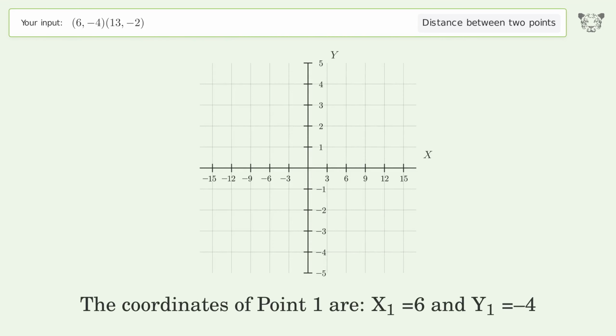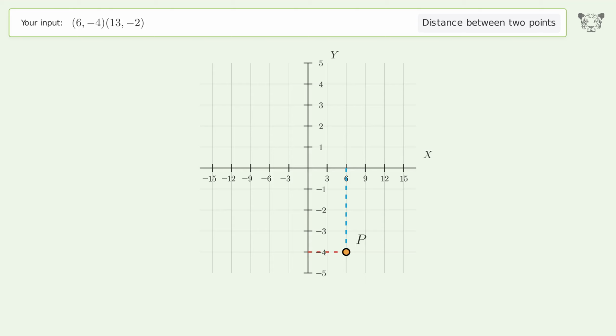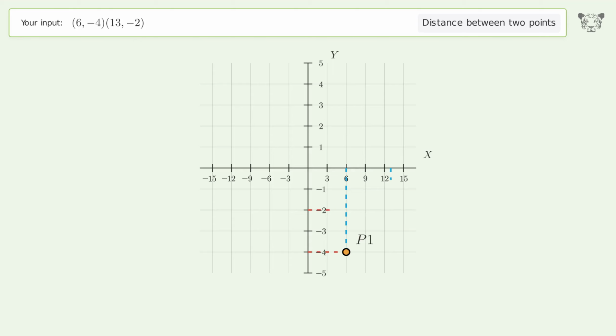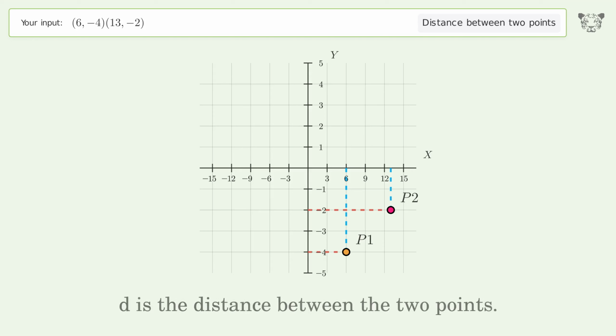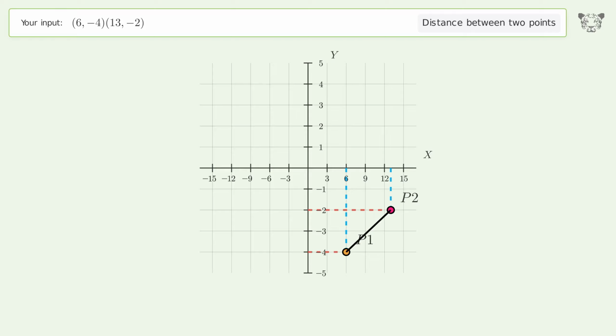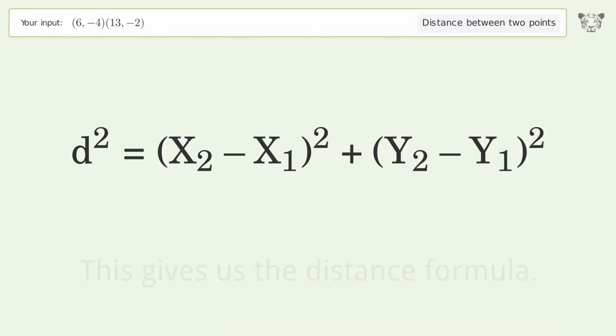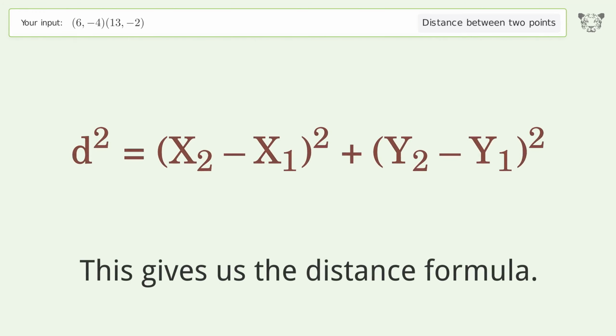The coordinates of point 1 are, x1 equals 6 and y1 equals -4. The coordinates of point 2 are, x2 equals 13 and y2 equals -2. D is the distance between the 2 points. First, take the square root of both sides of the Pythagorean theorem. This gives us the distance formula.